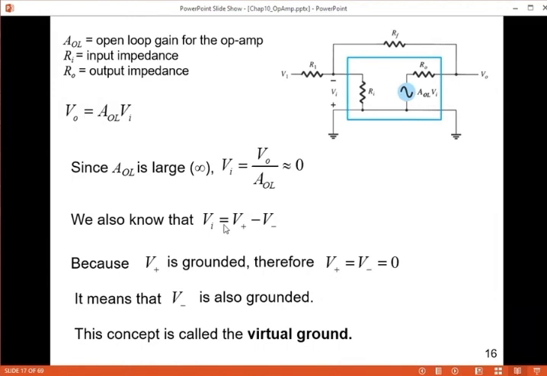But by the principle of an ideal op-amp, Vi is actually the difference between the inverting and the non-inverting input terminals. So Vi is V plus minus V minus. Because V plus is grounded, therefore V plus is equal to V minus and equals 0. So it means that V minus is also grounded. This concept is called the virtual ground. Because you connect this to the ground, you will have a virtual ground at the other input terminal as well.